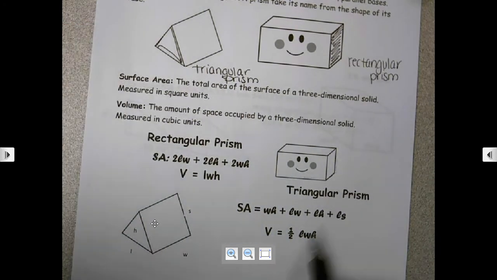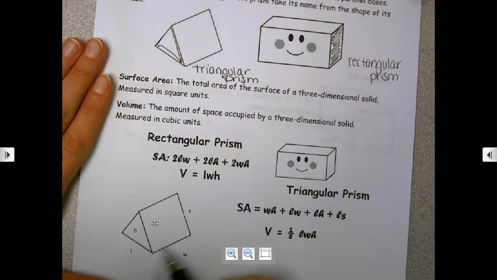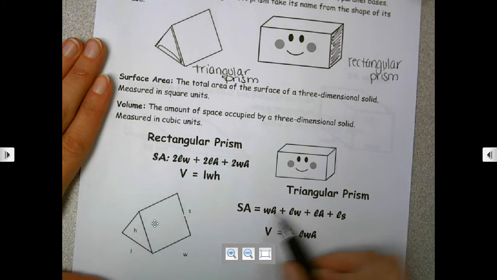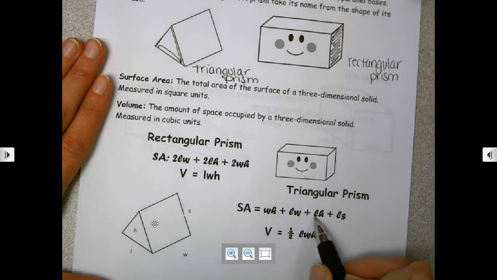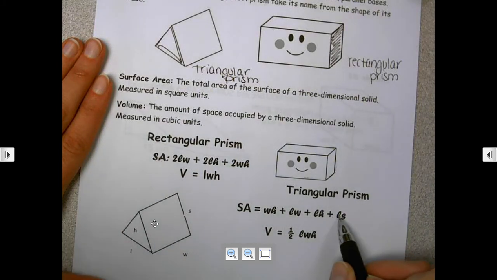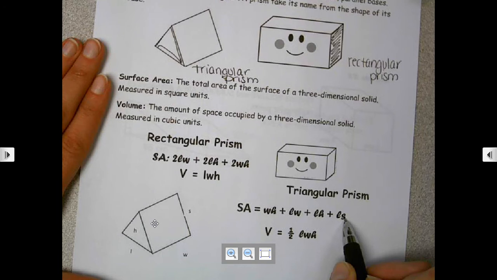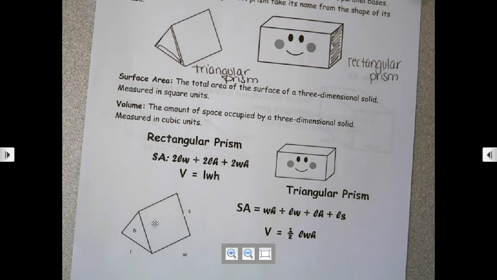For the triangular prism, we have a surface area of W times H, so width times height, plus length times width, plus length times height, plus length times S. S is like the slant or the side of the triangle. And then we have the volume of 1/2 length times width times height.